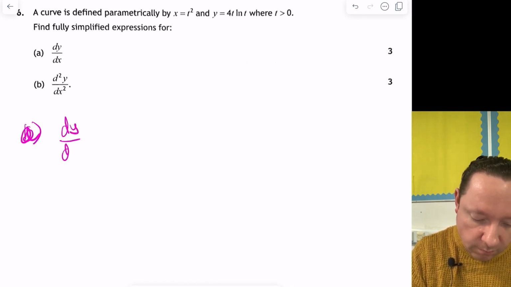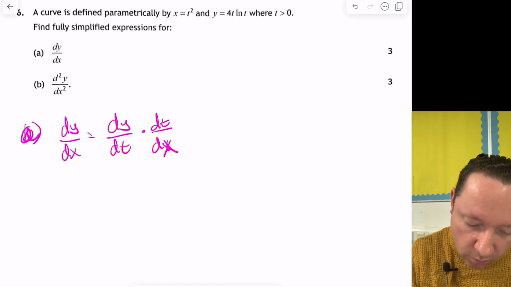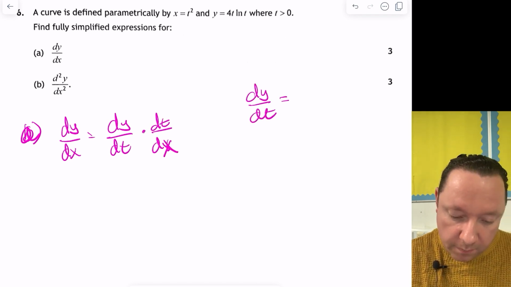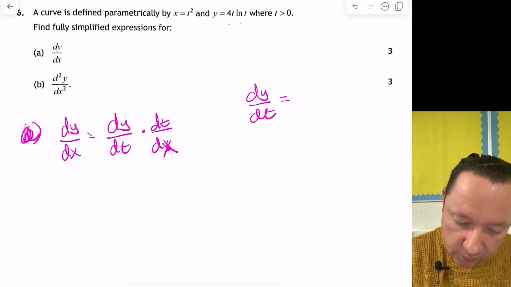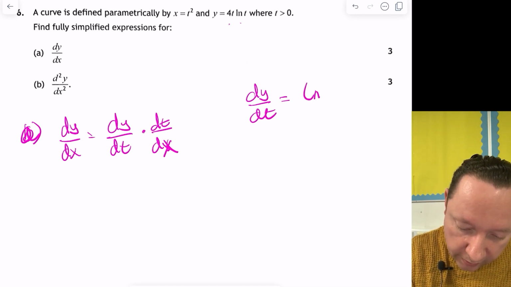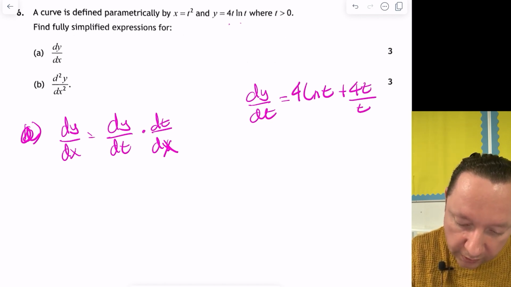A, dy by dx, is dy by dt times dt by dx. So I need to work out those things. So dy by dt, it's a product, so it's vu dash, so v is log t, and u dash is 4, plus u v dash, where log t becomes 1 over t.